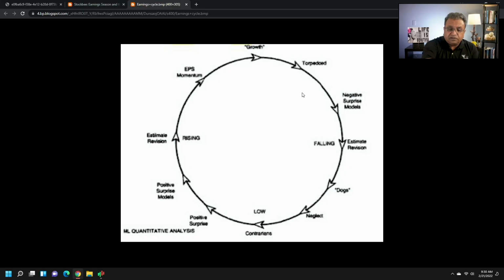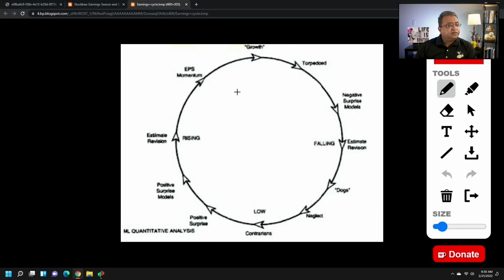In order to understand the Cinderella strategy by Richard Bernstein, this is the conceptual framework for the Cinderella strategy. What it says is that you have growth here, right? So stocks which are growing, if they miss an earnings, a miss in earnings is what is called a torpedo.